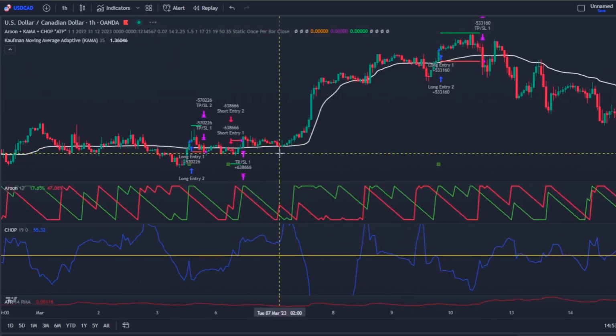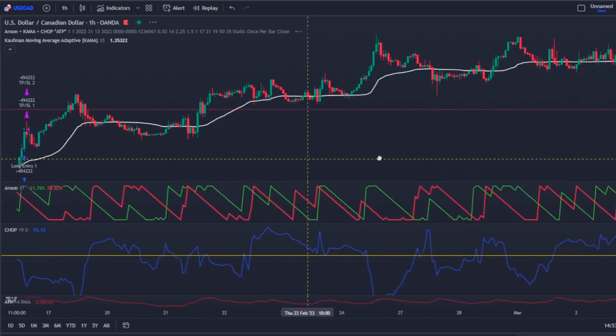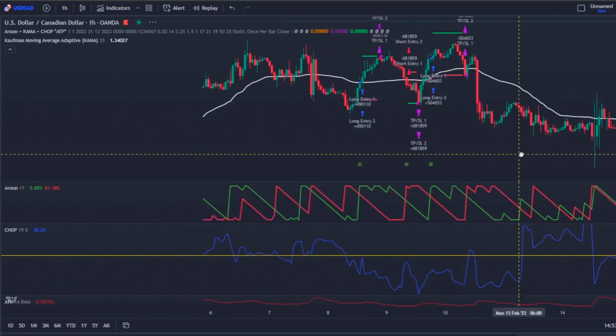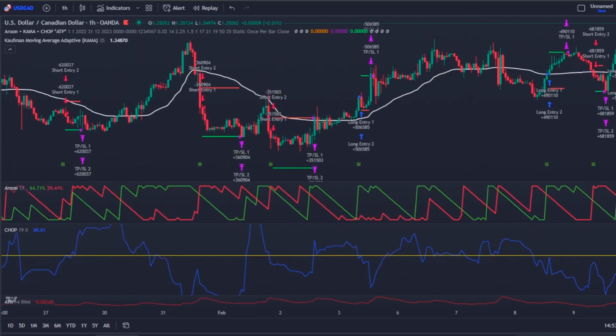And the best part is that it displays every trade on the chart with the stop loss and take profit levels. And all of this in a matter of seconds.